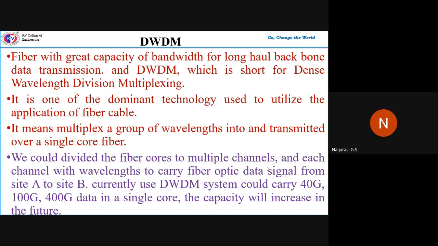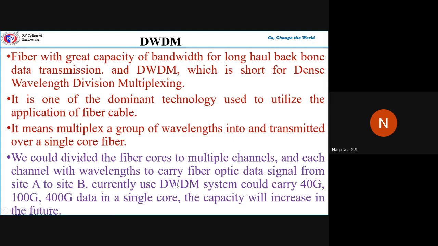That is the whole concept of multiplexing, irrespective of the type of multiplexing technique, whether it may be FDM, TDM, WDM, or maybe DWDM. We could divide the fiber cores into multiple channels, and each channel with wavelengths carries the fiber optic data signal from site A to site B. Currently a WDM system could carry 40G, 100G, 400G data in a single core. The capacity will increase in the future also.